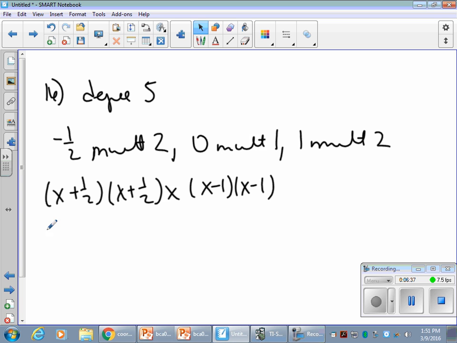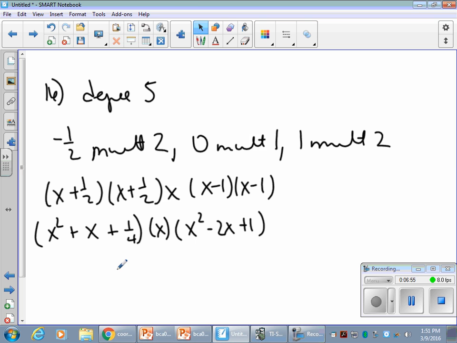If I do the first two, I get x squared plus 1/2 x plus 1/2 x, which would just be x, plus 1/2 times 1/2 is 1/4. And then I've got an x here. And then if I multiply these last two, it would be x squared minus 2x plus 1. I'm going to go ahead and multiply the last one times x, because this one has a fraction. This would be x cubed minus 2x squared plus x.